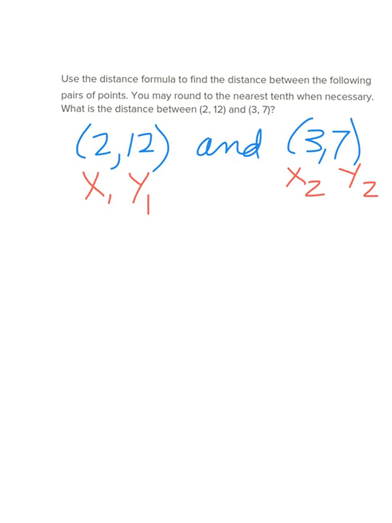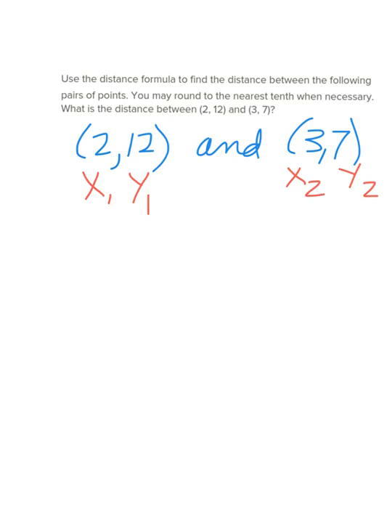So that's where x1, y1 is your first ordered pair. This is your x value. This is your y value. And since it's the first ordered pair, we say x1, y1. This is your second ordered pair. This is your second x value. And this is your second y value. That's why we say it's x2, y2.